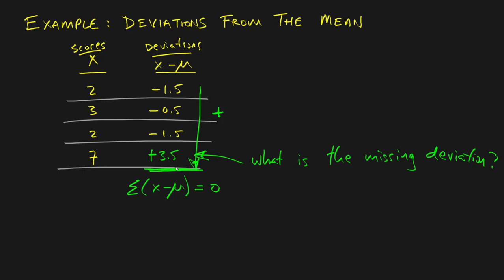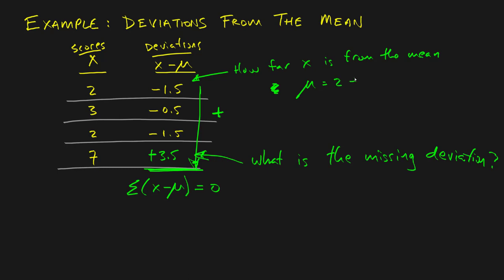Another way to do this is to have a look at one of these deviations. Let's look at the first one, negative 1.5. What does that mean? Well, a deviation tells you how far x is from the mean. So the negative tells me that the 2 is below the mean. How much is it below the mean? It's below by 1.5.